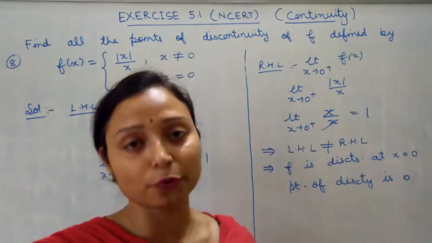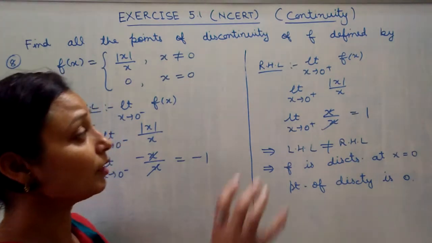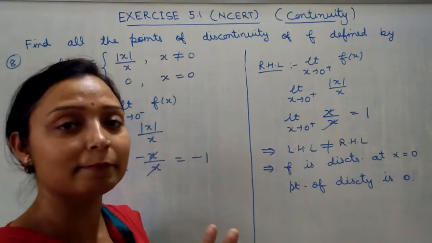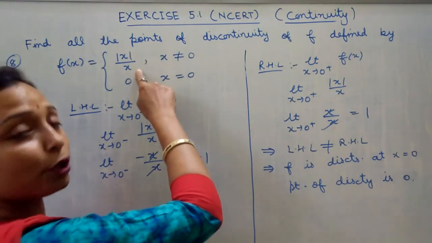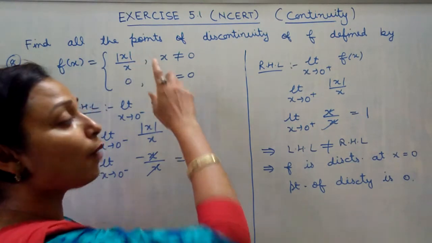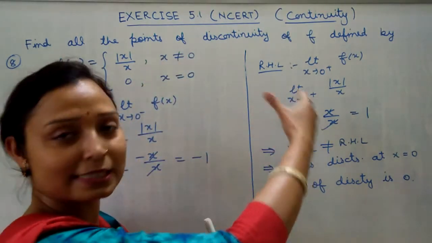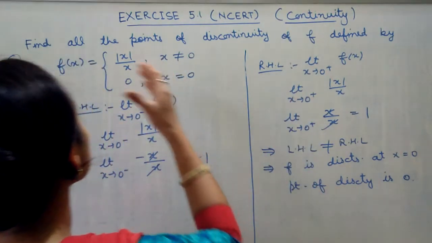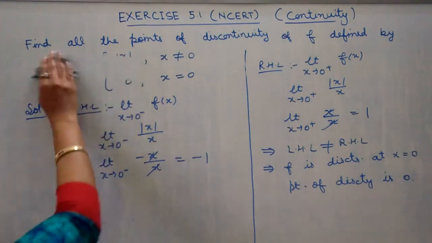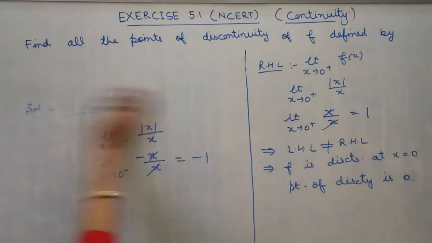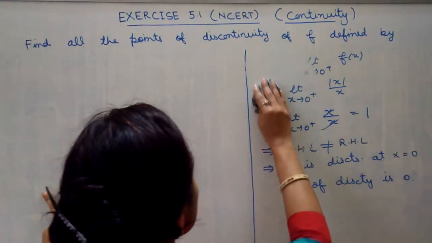Now come to one more question, question number 9. Question number 9 is the same as this question, but with x upon modulus of x. So you have to do question number 9 in the same manner. I will do question number 10 for you, which is different from this question. So I will start the quick solution for the 10th.